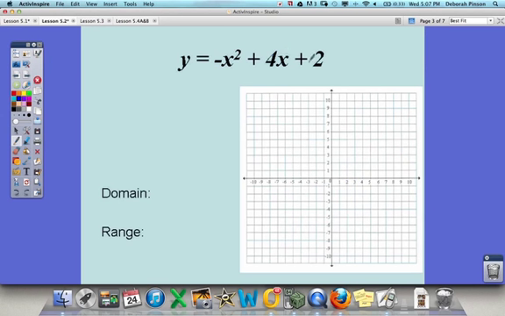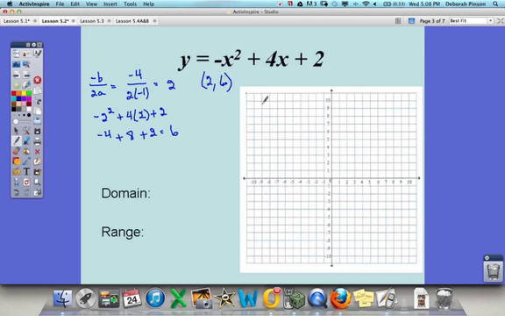Okay, so here's my equation. Now, first of all, I know that this is going down because of the negative. Now let's find our vertex. So negative b over 2a. So b is 4, a is negative 1. So negative 4 divided by negative 2 is 2. And I'll plug that back in to get my y. Okay, so I'll have negative 4, remember just the 2 squared here, not the negative, plus 8 plus 2, so 10 and a negative 4 is 6.